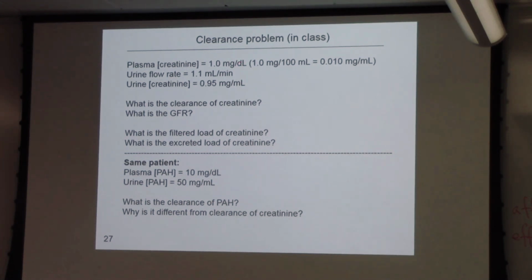So 1 milligram per deciliter is 1 milligram per 100 mils, which is 0.01 mg per mil. Okay? Deciliter is 100 milliliters. A liter is 1,000 milliliters. You'll have to just know these things. The urine flow rate is, in this case, 1.1 mils per minute. The creatinine concentration in urine is 0.95 mg per mil. So, get out your calculators or your phones. What is the clearance of creatinine?